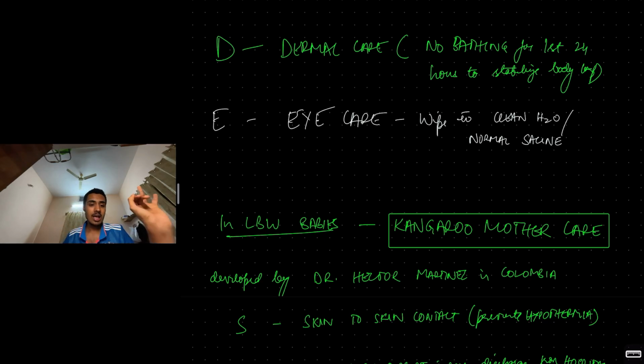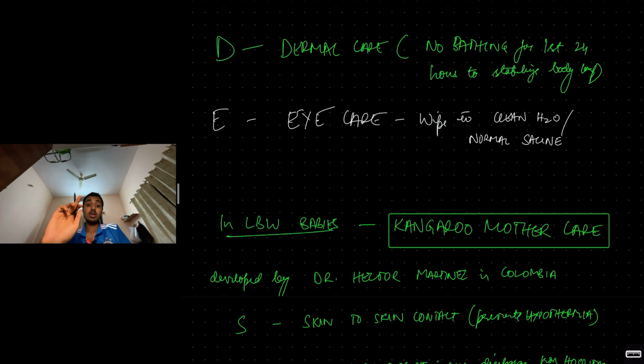Then airway, check that it is clear. Body temperature maintenance through the WHO warm chain, and check for congenital anomalies. Cord care, keep it clean. Delayed cord clamping, don't apply any cow dung. D, dermal care, no bathing for the first 24 hours. Stabilize the body temperature. E, eye care, wipe it with clean water and normal saline.